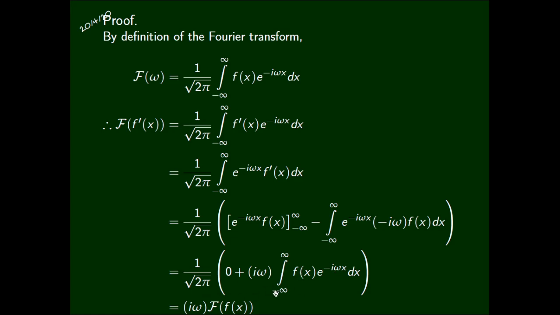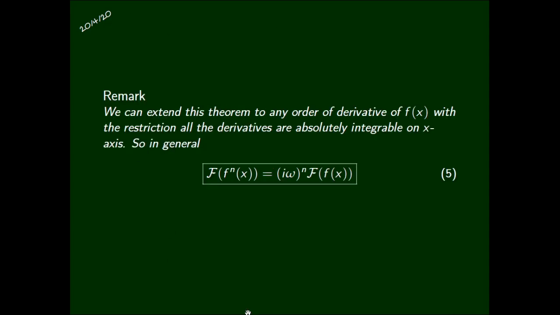I bring this term here. So I got i omega into the Fourier transform of f of x. So the Fourier transform of the derivative is equal to i omega into the Fourier transform of the original function. Next is a remark. That remark is an extension of this theorem.